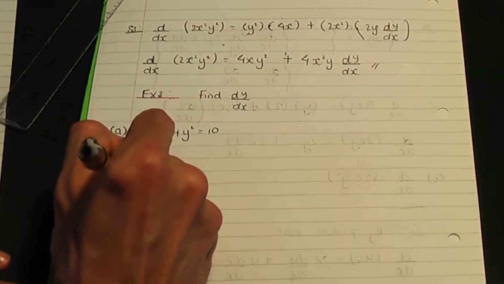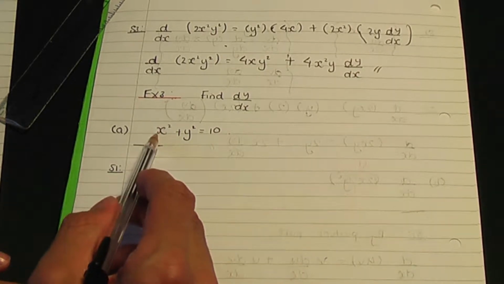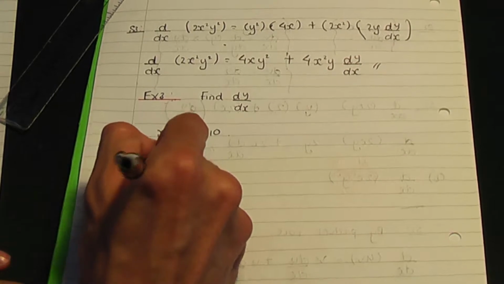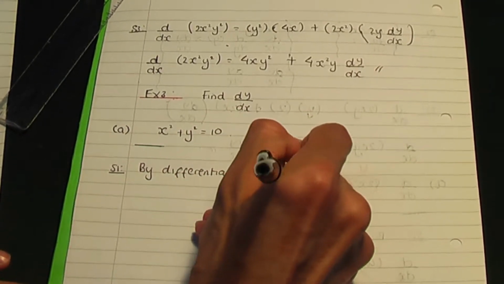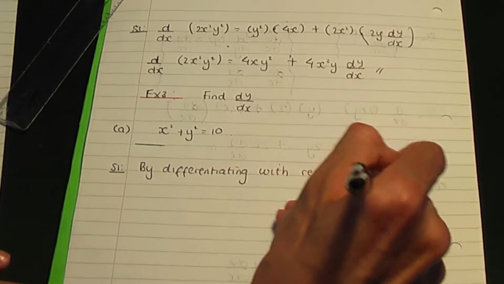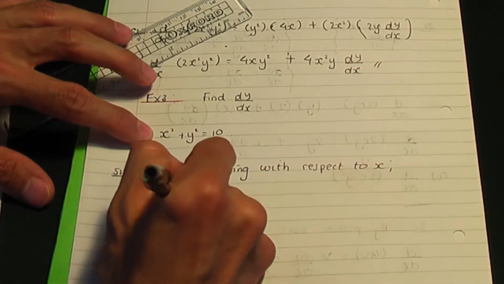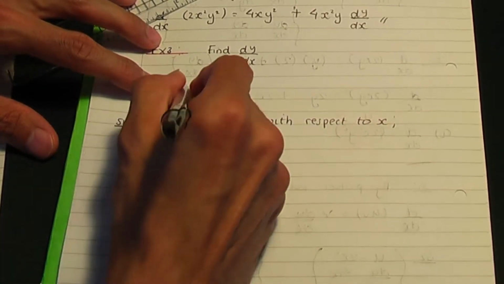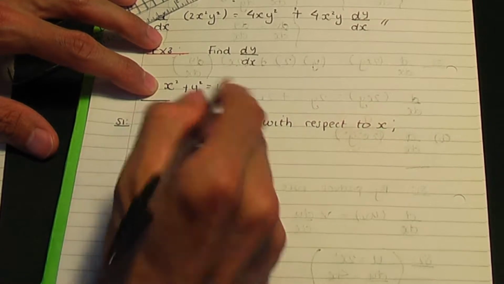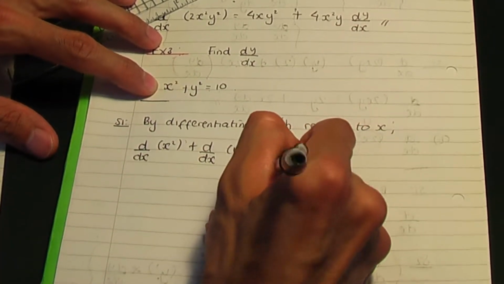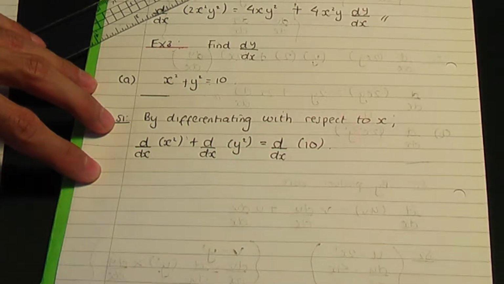Now, step number one is to differentiate each term in your equation with respect to x. So you need to differentiate every term in your equation with respect to x. By this I mean we need to calculate d by dx of the first term, x squared, plus, we need to calculate d by dx of y squared, and that's equal to, we also need to calculate d by dx of the term on the right, 10. So in the first step, we need to differentiate every term with respect to x. Okay, so that's step one.